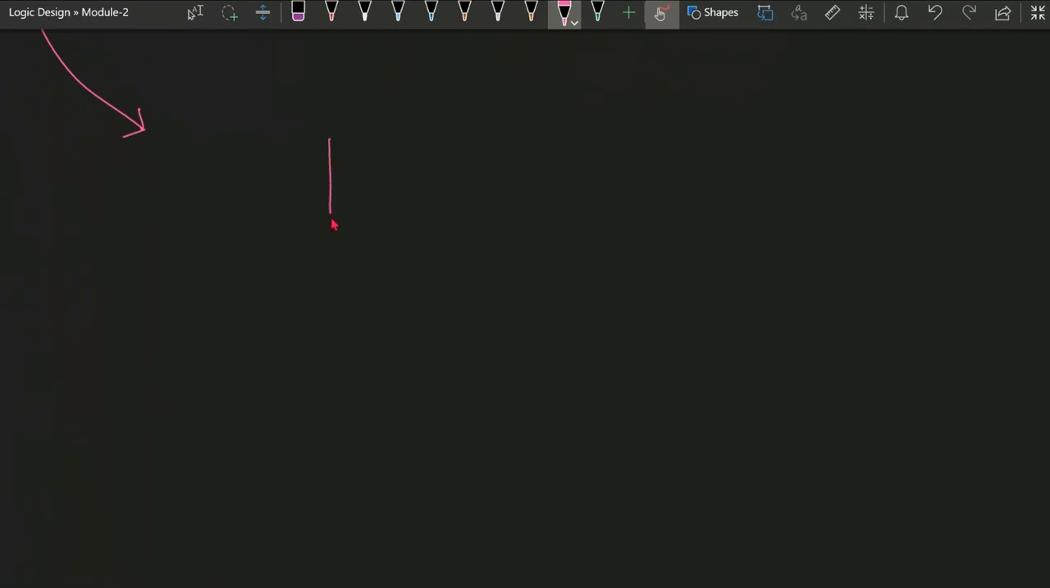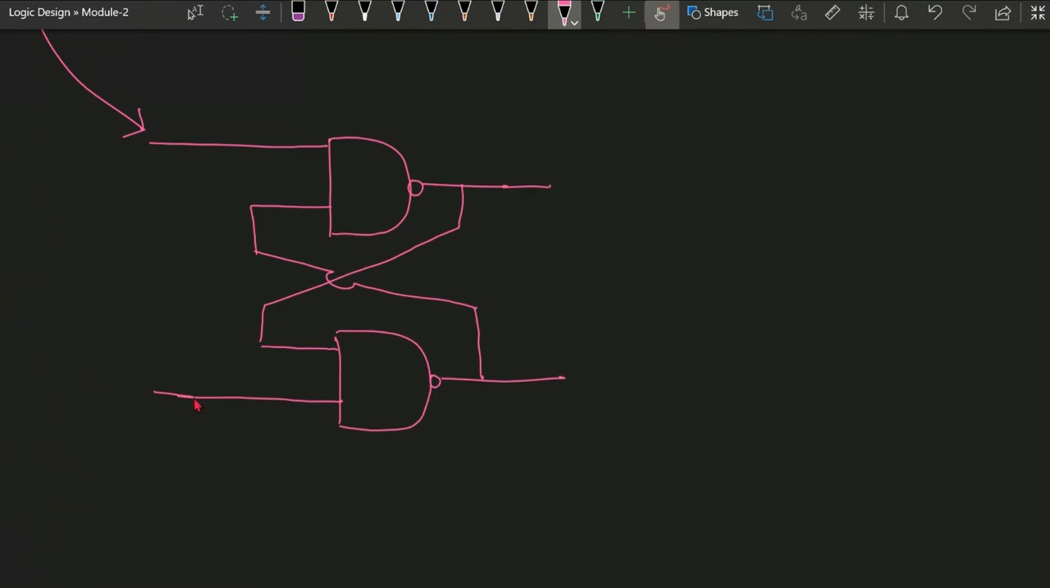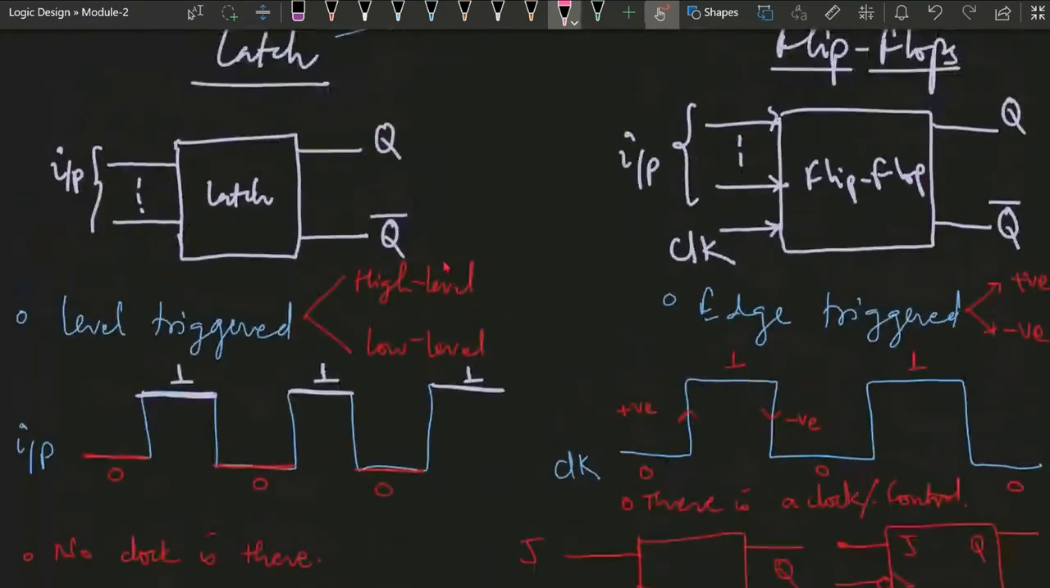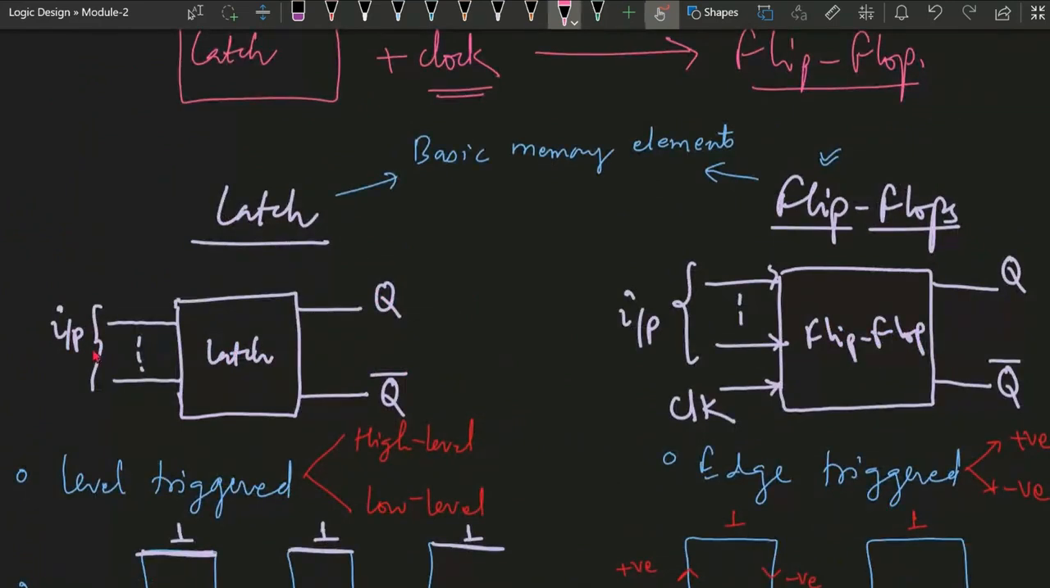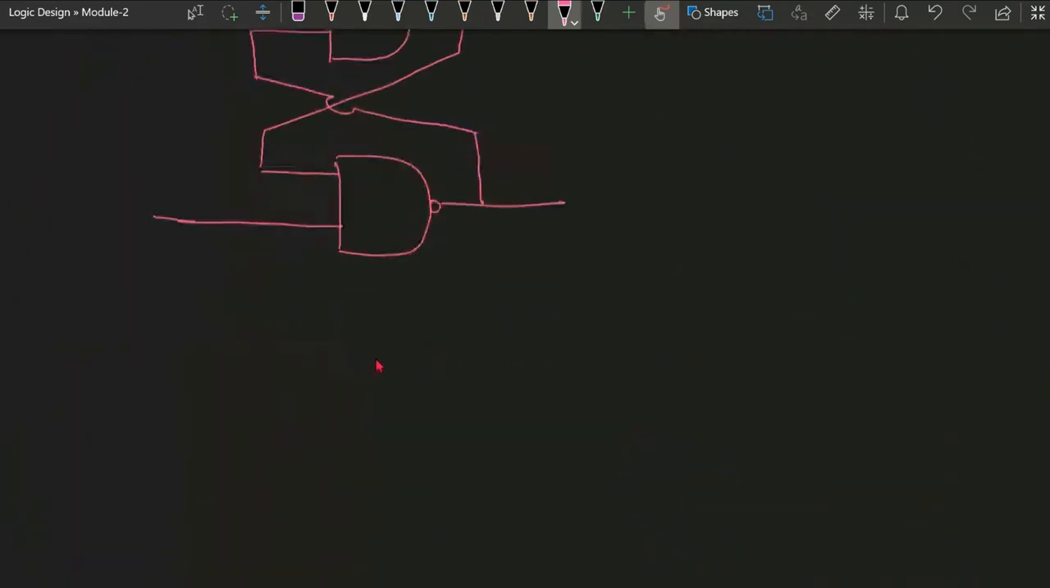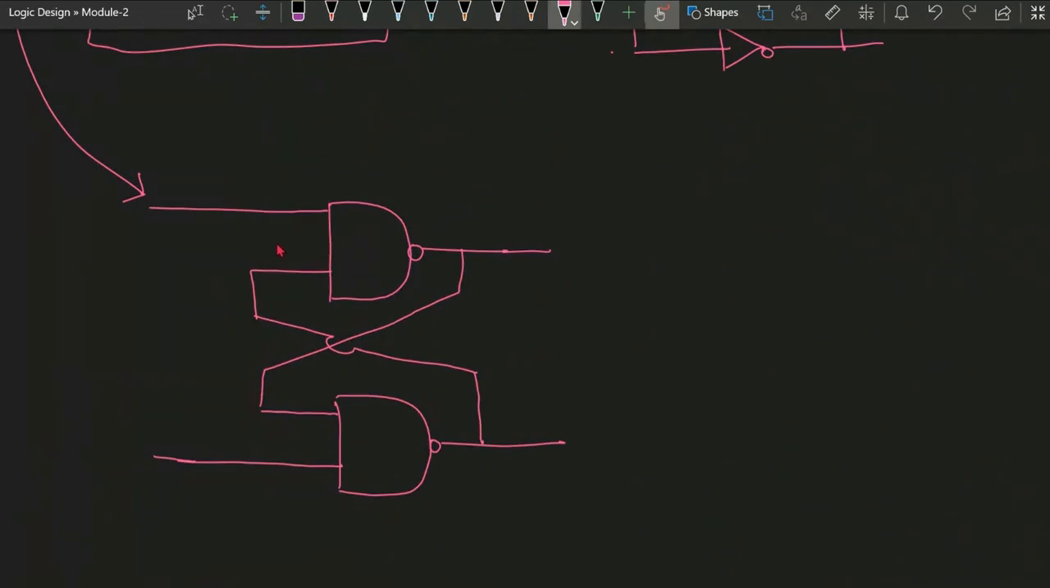So the SR latch is basically implemented by using NAND gates. Above we have already seen the block diagram. This is the block diagram of the latch: inputs and then two outputs. So how is it implemented? This is the basic SR latch. In the SR latch, two inputs are there, S and R, and the outputs will be Q and Q bar. This is the basic SR latch using the NAND gate.